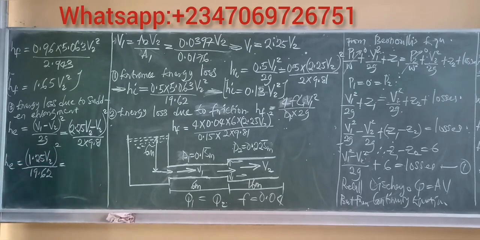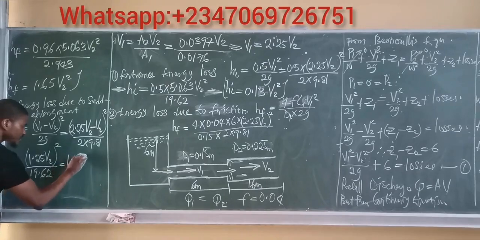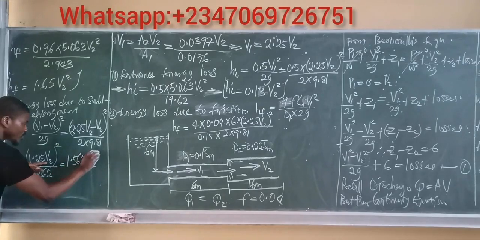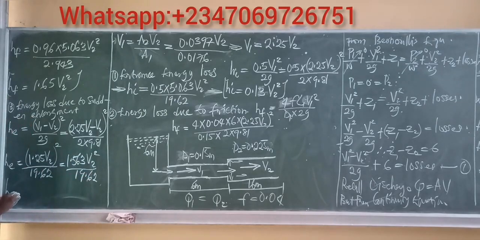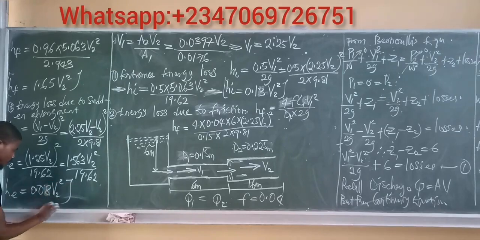Which gives us 19.62. So this is now equal to 1.25 all squared. Squaring everything here now, 1.25 squared, you have 1.563. Remember, V2 becomes V2 all squared all over 19.62. So head loss due to sudden enlargement becomes 1.563 divided by 19.62. You have 0.080 V2 all squared. So this becomes the head loss due to sudden enlargement.